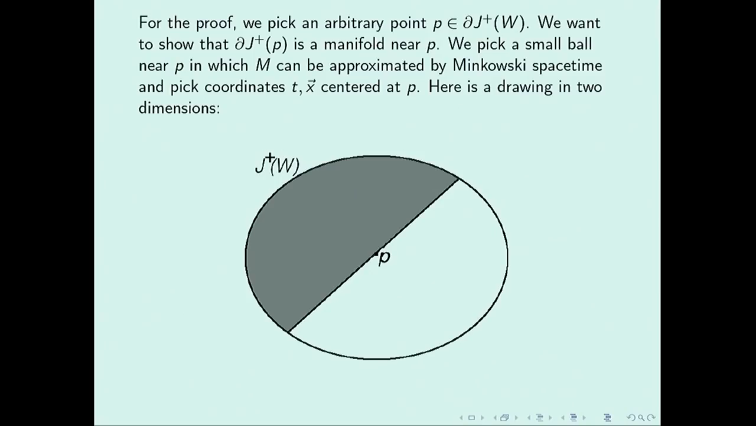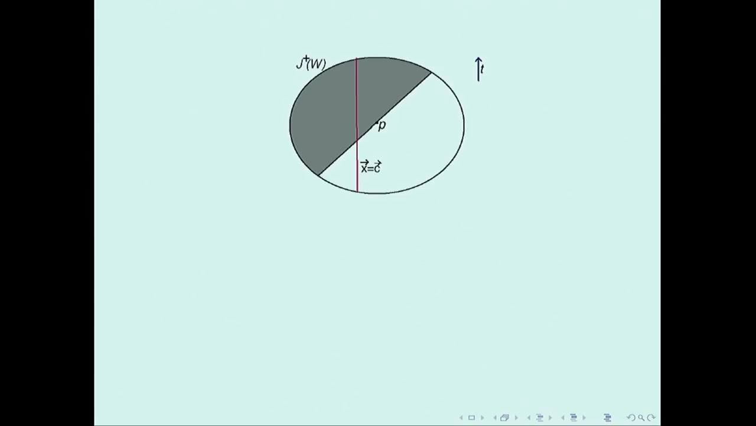So we pick a coordinate system near P in which M can be approximated by Minkowski spacetime. And we pick coordinates T and X such that P is at the origin. And now we look at the paths of constant X, straight lines in the T direction. So near P, the picture looks something like this. And a path of constant X, which I call gamma sub C, is defined by X equals C, parameterized by the time.